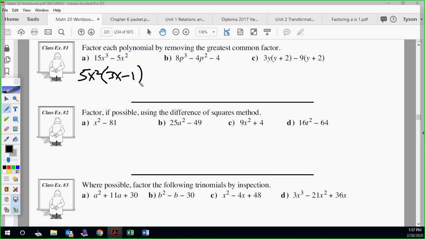Any questions on that? Okay. Part B, what do they have in common? 4. Yep, just a 4, because the last piece there's no p. So just a 4, so 2p cubed minus p squared minus 1. That's all you can do there.